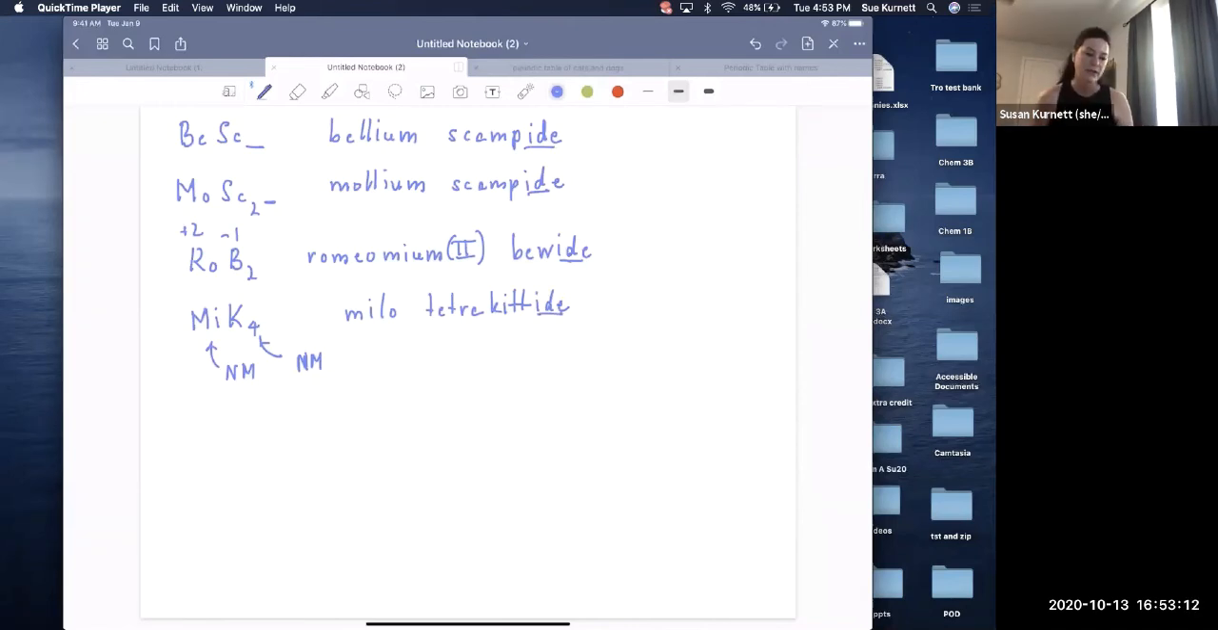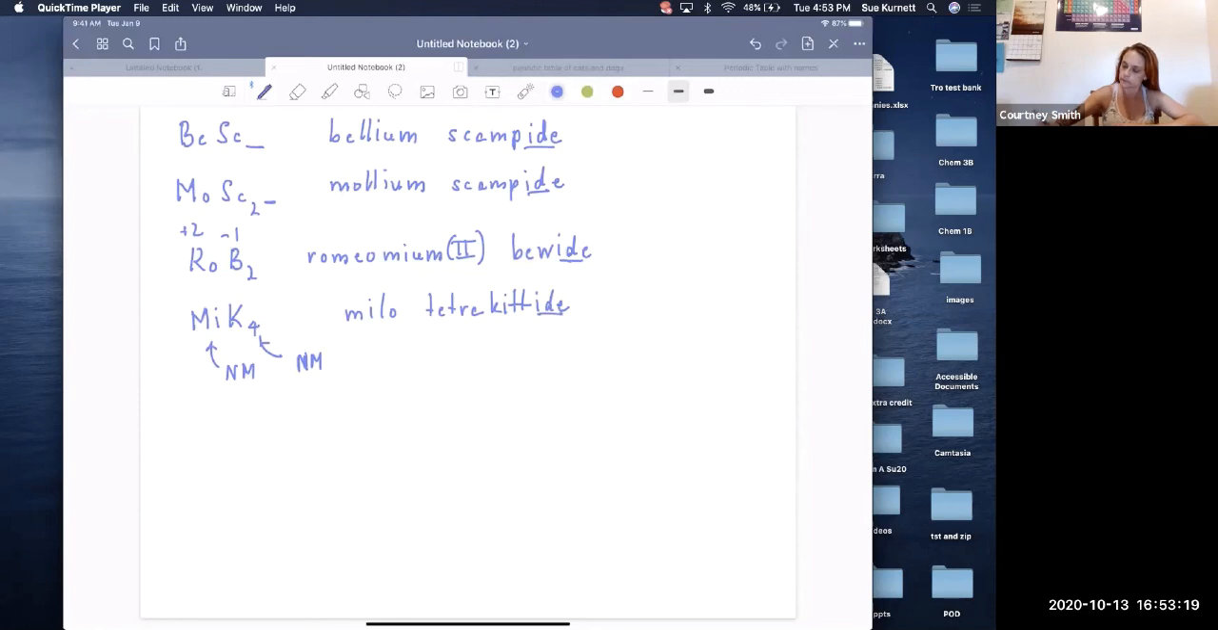When it contains oxygen. Does anybody want me to do any of the particular ones, 1 through 10? Here's the formula, give a name. Could you do number 6? Sure.